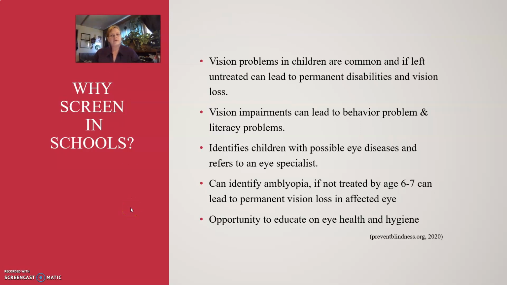So why do we do vision screenings in schools? Vision problems in children are common and if left untreated can lead to permanent disabilities and vision loss. Vision impairments can lead to behavioral problems and literacy problems. It helps identify children with possible eye diseases and get them a referral to a specialist. It can identify amblyopia, which if not treated by ages 6 or 7 can lead to permanent vision loss in the affected eye. And it's also an opportunity to educate on eye health and hygiene.